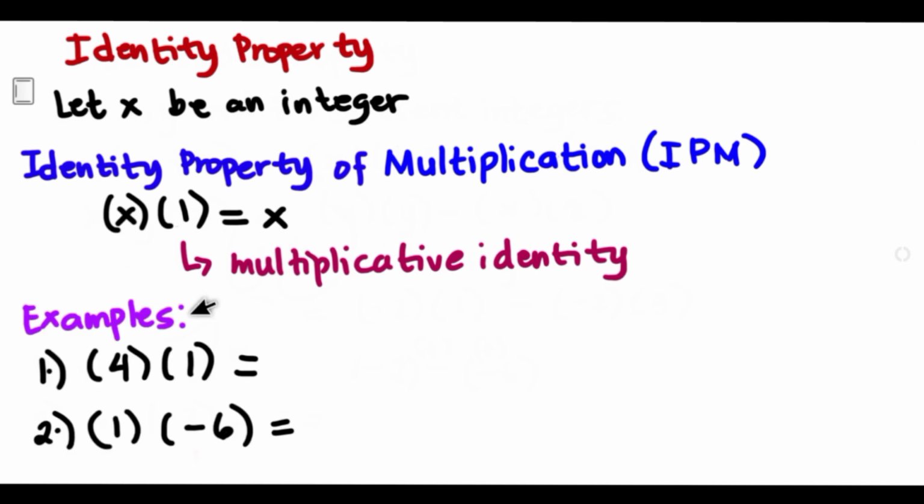So, let's have examples. Number 1, 4 times 1. Of course, the answer is 4. And then, 1 times negative 6 is negative 6. So, let us always remember, when we multiply by 1, that number is still the answer.